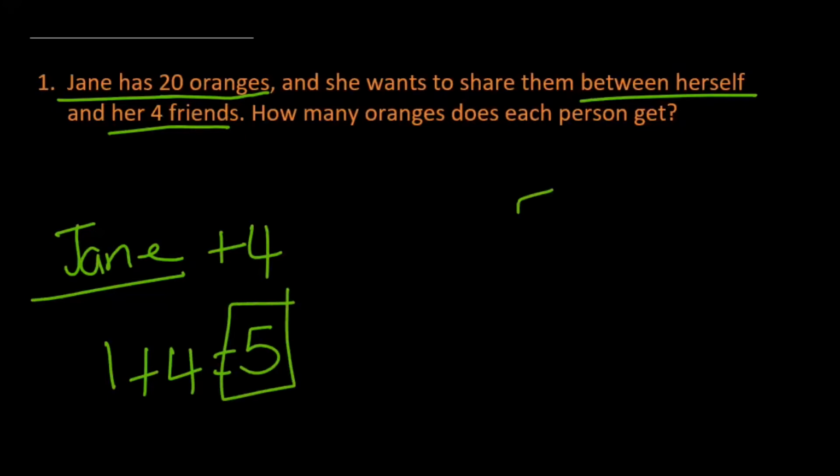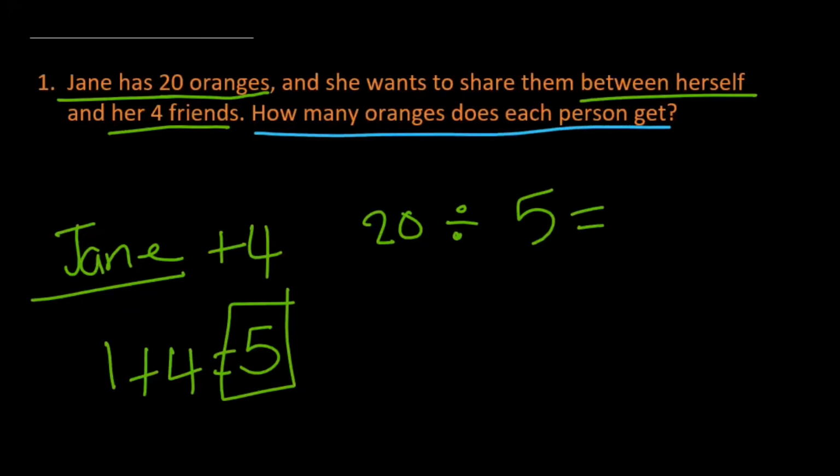So it's 5 people in total, and she has 20 oranges. She wants to share them or divide them for 5 people. So she wants to share 20 to 5 people. Let's read the question. Okay, how many oranges does each person get?